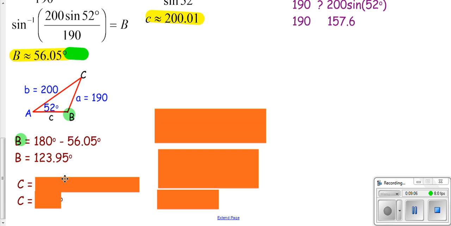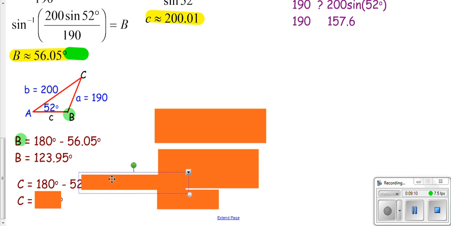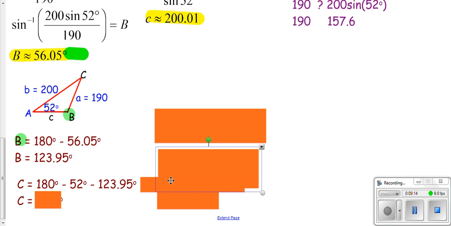Now, if we know angle A and angle B, we could easily get angle C, because all the angles in a triangle add up to 180. So we take 180 minus 52 minus our new angle B for the second triangle, and we type it in and we get 4.05.